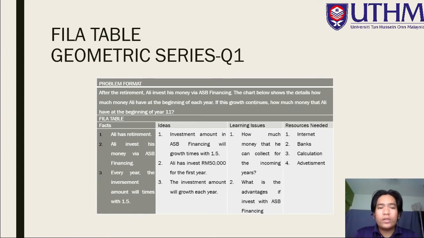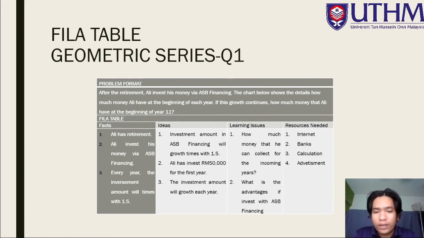For geometric series question 1, the problem is: after the retirement, Ali invests his money via ASB financing. The chart below shows the detail of how much money Ali has at the beginning of each year. If the growth continues, how much money will Ali have at the beginning of year 11? The facts are Ali has retired and invests his money via ASB financing. Every year the investment amount will be multiplied by 1.5. The idea is investment in ASB financing will grow times 1.5.